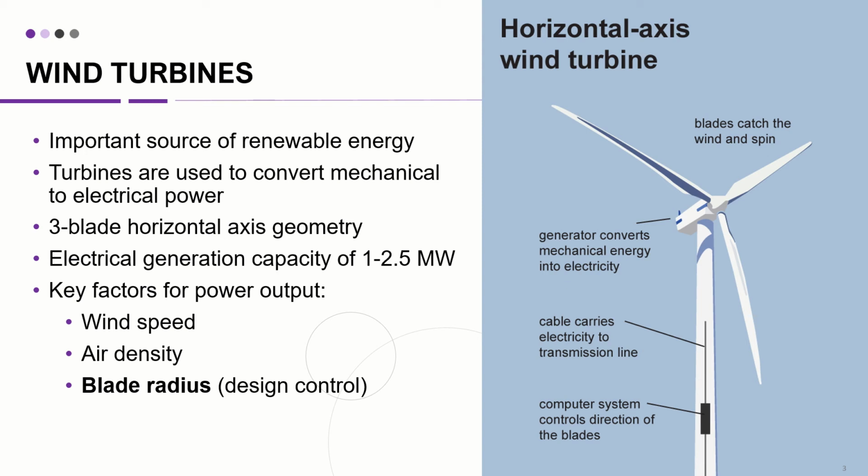Since wind speed and air density depend on the location, the blade radius becomes the most important factor that can be maximized on a design basis. This means building larger and larger turbines, which creates a unique set of manufacturing challenges.